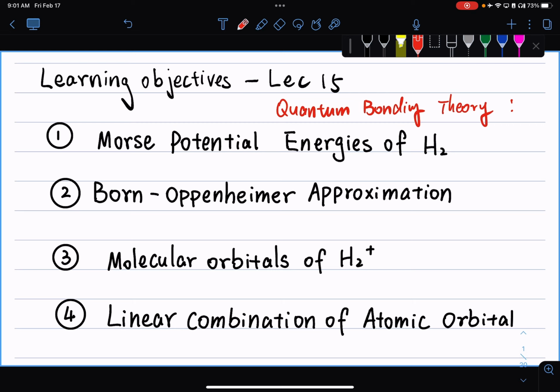And then we'll look at something we can solve exactly, which is the molecular orbitals of H2+. Remember, 1 electron systems, we can solve exactly. So H2+ is one of those 1 electron molecules. It's hypothetical, but it's 1 electron and we can solve it. And at the end, we'll be talking about how to estimate the shape of your molecular orbitals by using linear combination of atomic orbitals. It's a lot, but we'll go over it one by one.